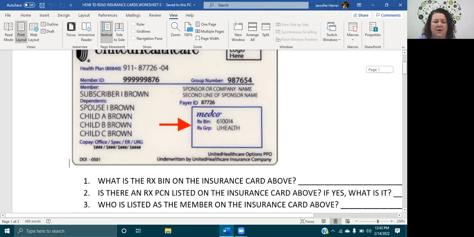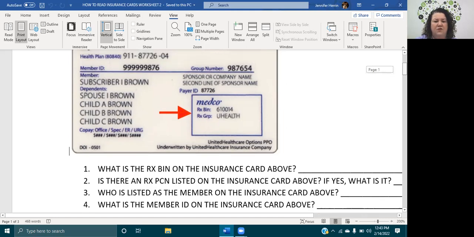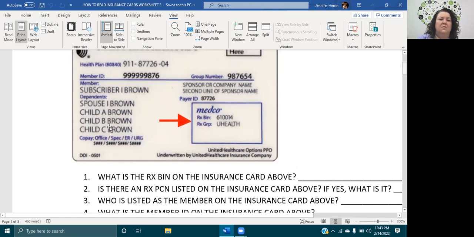Number 4 says, what is the member ID on the insurance card above? It's pretty plain on this one. The member ID is listed here above the patient names, starts with all those 9s and ends in 876. So that is what you would enter for your member number.